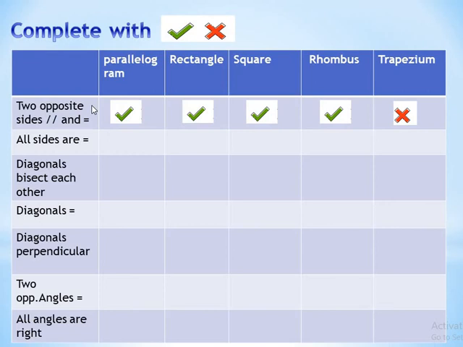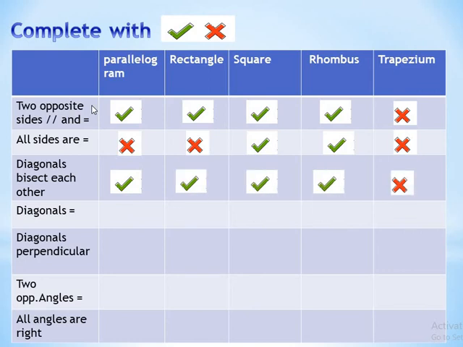All sides are equal. We can say it in another way: two adjacent sides are equal, or all sides are equal. All sides equal in a parallelogram? No. In a rectangle? No. In a square? Yes. In a rhombus? Yes. In a trapezium? No. The diagonals bisect each other: all of them, except the trapezium.